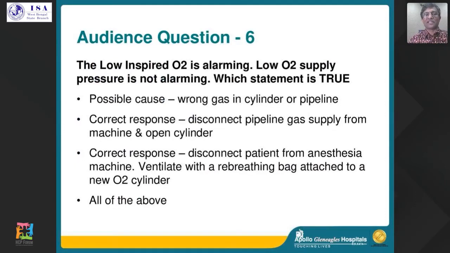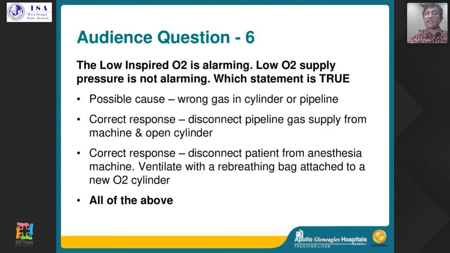Again, I think we went through this just a few slides back. The FiO2 analyzer or low inspired oxygen analyzer is alarming. The oxygen supply pressure alarm is not alarming. So which of the following is true? I think all the statements are correct.